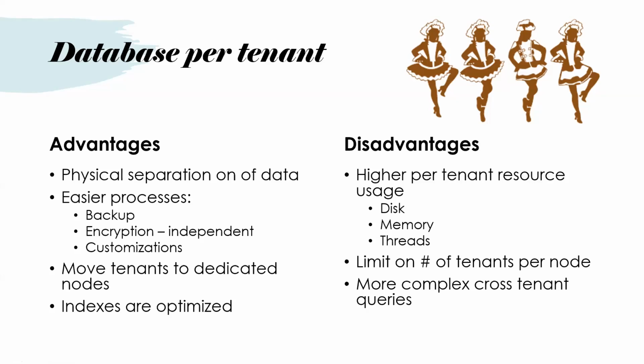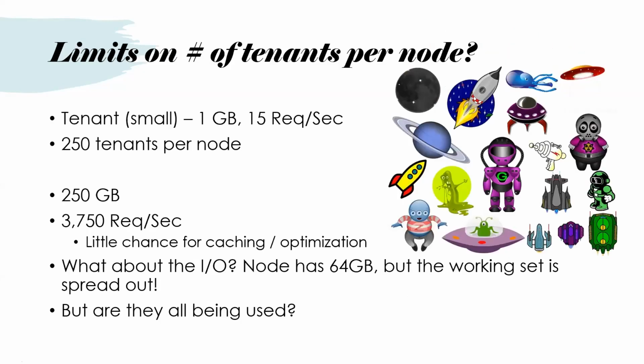Now, the disadvantages are that we have higher per tenant resource utilization. It means that we use more disk, more memory, threads, all of that. It also means that if we have to query across tenants, we have to deal with much more complexity. Now, let's talk about the limited number of tenants per node. Let's see why that is. Let's say that I'm talking about something pretty small. I'm talking about 250 tenants per node, and each tenant is 1 gigabyte and has to deal with 15 requests per second.